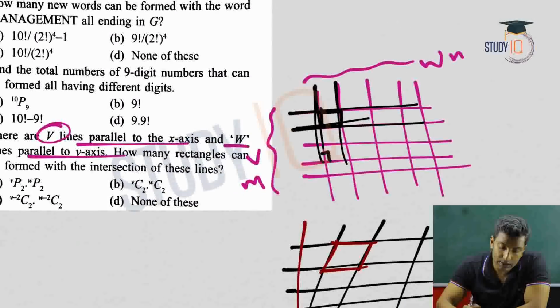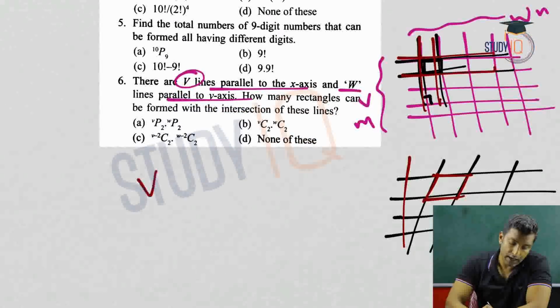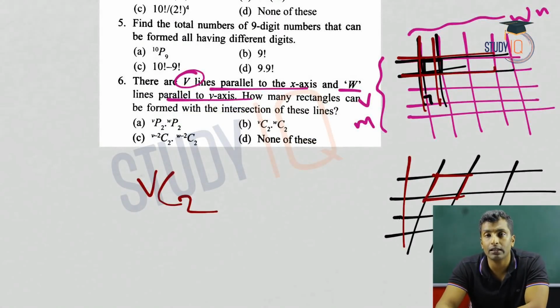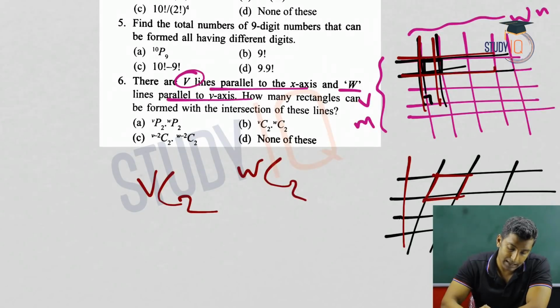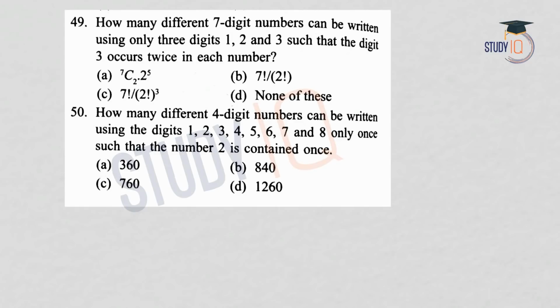So the idea is you need to select 2 lines from V and you need to select 2 lines from W. So how many ways can you select 2 from V? V C2. How many ways can you select 2 from W? W C2. Your answer is the multiplication of this. B is your answer. I hope this is clear for all of you. Okay friends, so take 2 minutes and solve these 2 questions, 49 and 50.